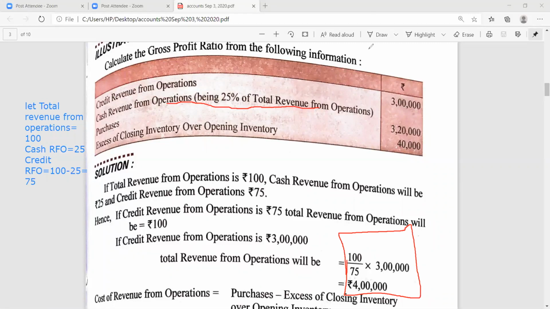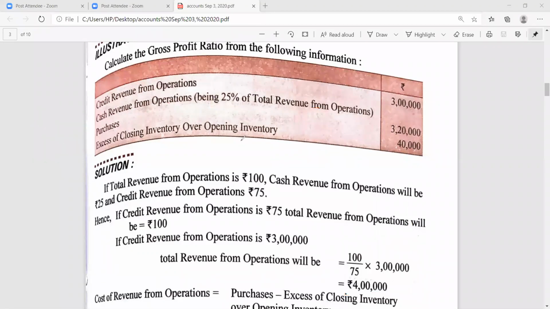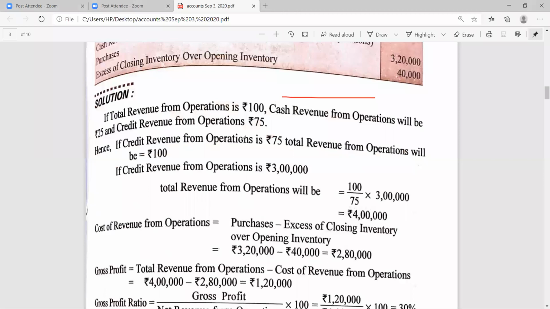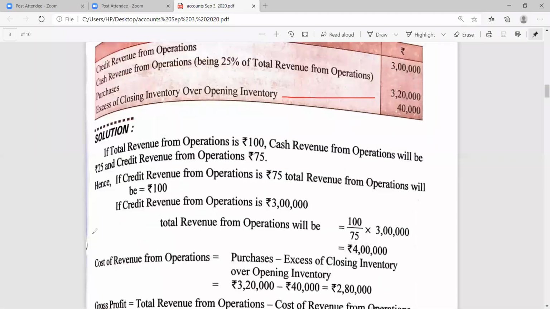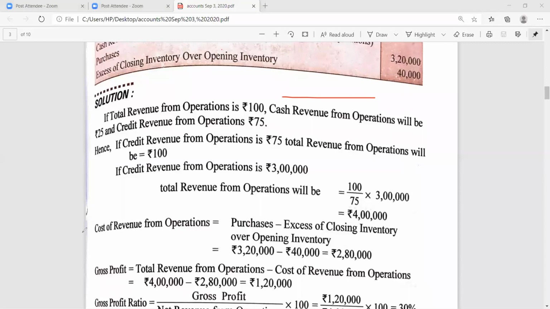Let me clear the drawings, then I'll move ahead. See, now, cost of revenue from operation is what we require in this question. What we require is revenue from operation and GP, and GP is not given exactly here. What we can do is calculate the GP with the help of the formula: total revenue from operations that we have calculated earlier minus cost of revenue from operation. Now the question arises how the cost is to be calculated.